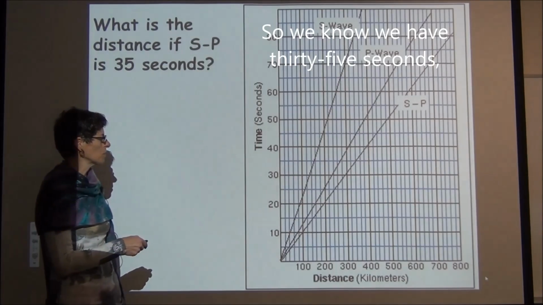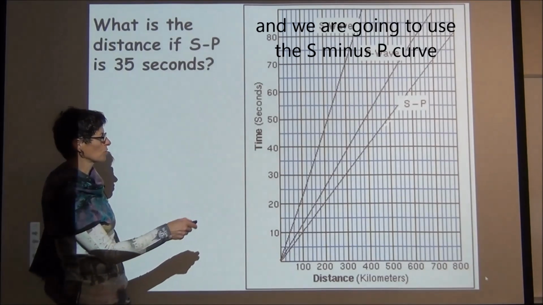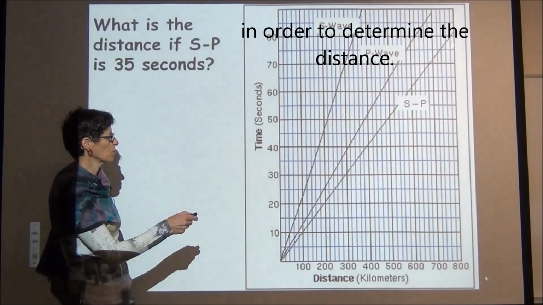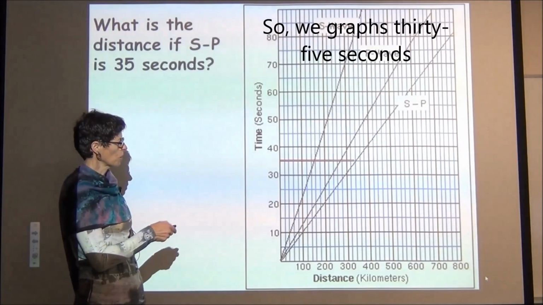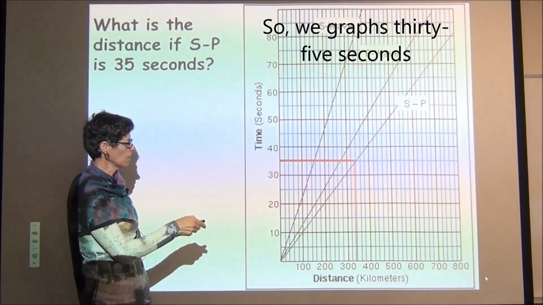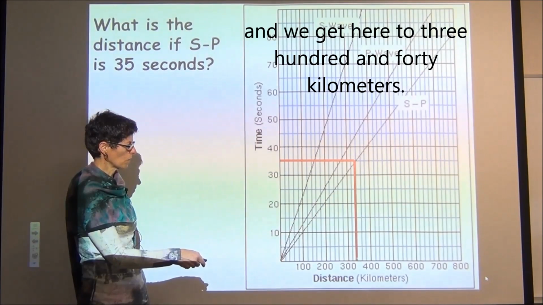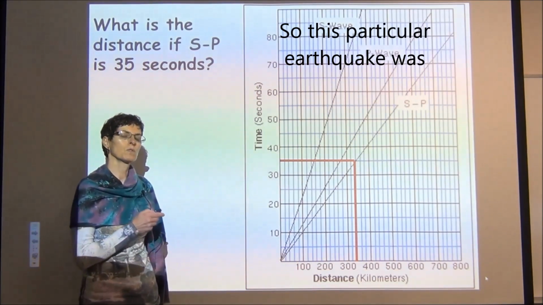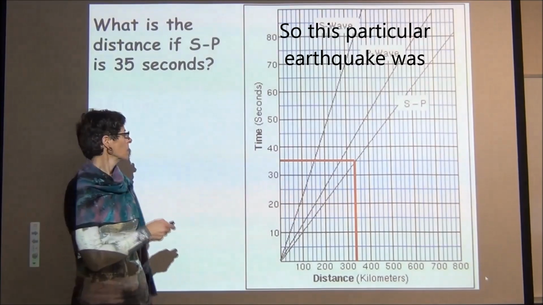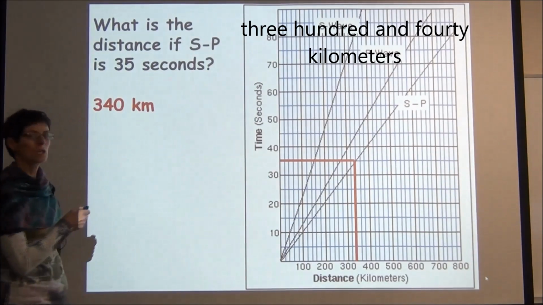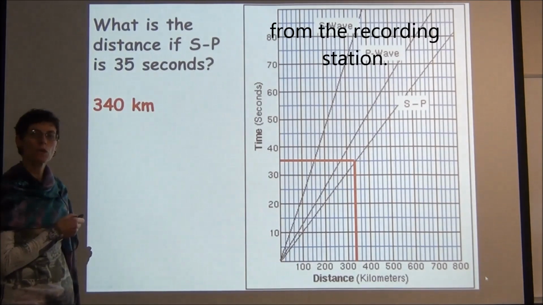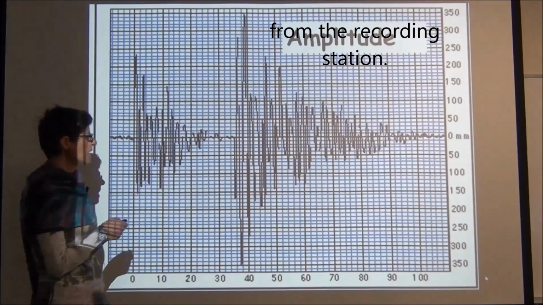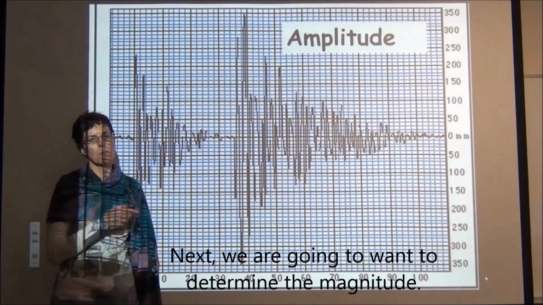So we know we have 35 seconds, and we're going to use the S minus P curve in order to determine the distance. So we graph 35 seconds right here, and we get here to 340 kilometers. So this particular earthquake was 340 kilometers from the recording station. Next, we're going to want to determine the magnitude.